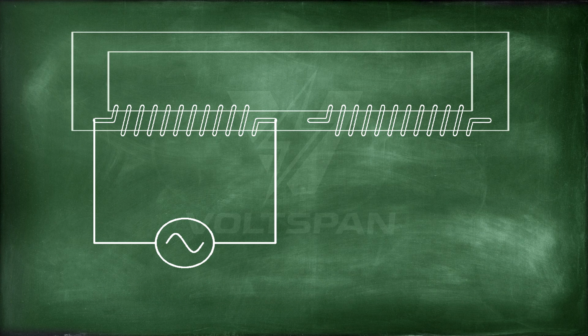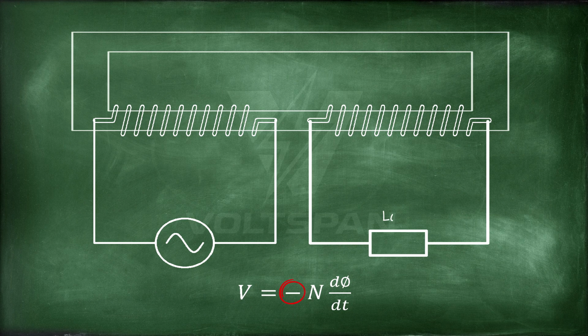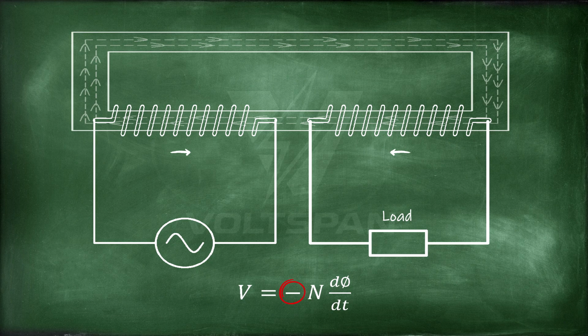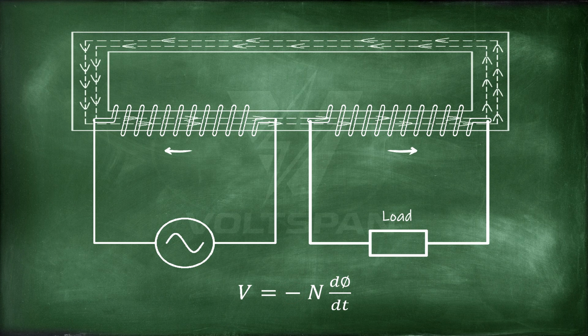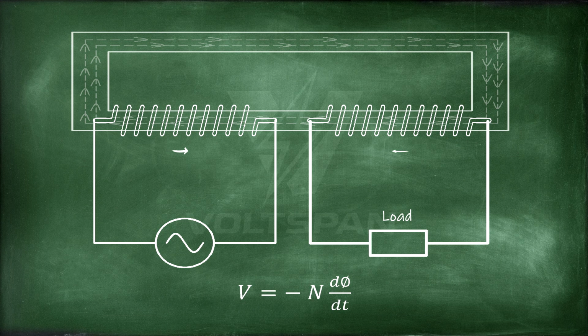Mathematically, we write it as V equals minus N multiplied by d phi by dt. That little minus sign is the most important minus sign in electrical engineering. It tells us that the induced voltage is always in a direction to fight the change in magnetic flux. So what happens? When the magnetic field in the core is growing in one direction, the secondary coil tries to create a current that would produce a magnetic field in the opposite direction to slow down that growth.